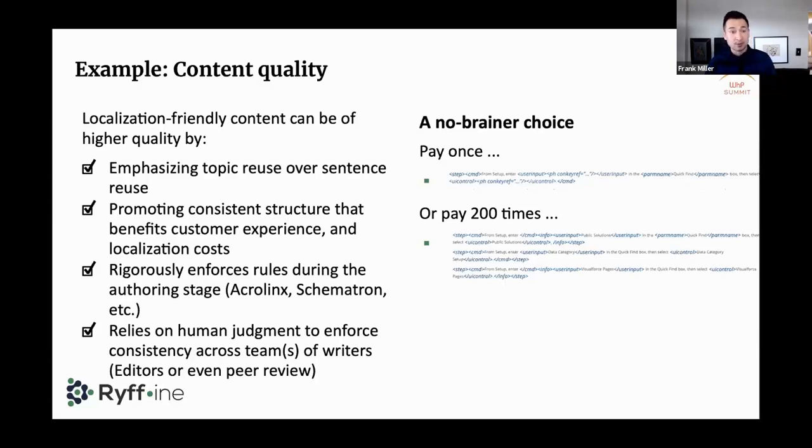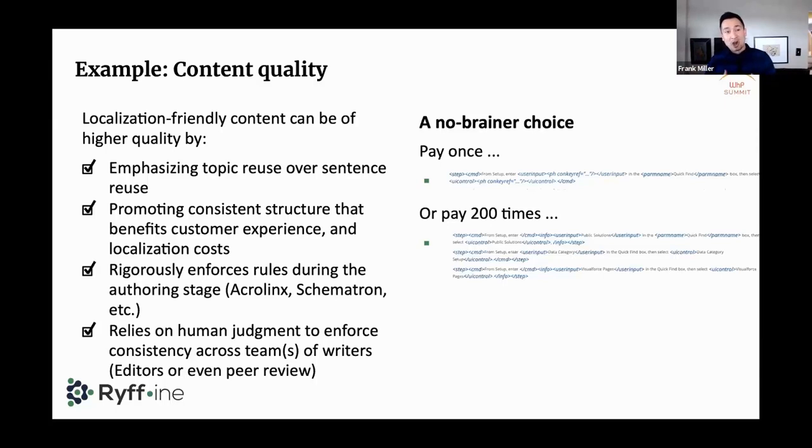Quality-wise, you also want to catch any style violations early, like I said. I noticed in the chat that people are using HyperSTE, Acrolinx, and Schematron. Those are great. Get that content consistent, consistently styled, and get everybody working with the same sort of voice and style.